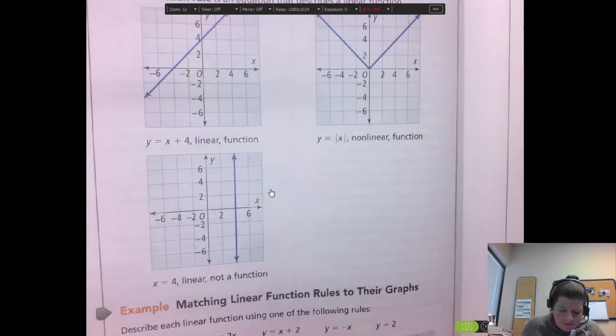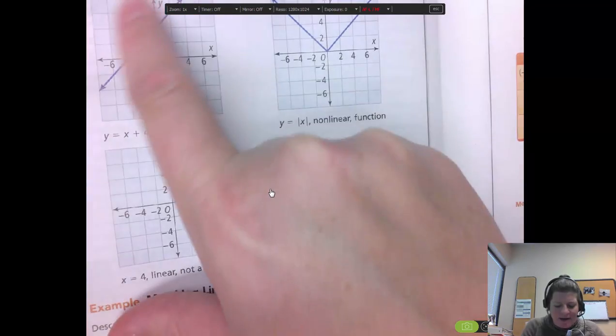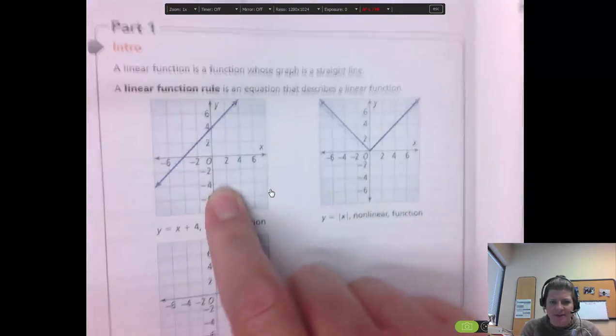Okay, so let's say we see, how do they do this one? Describe each linear function using the following rules. So they may show something like this. A linear function rule is an equation that describes a linear function. So they're showing some examples of linear functions.